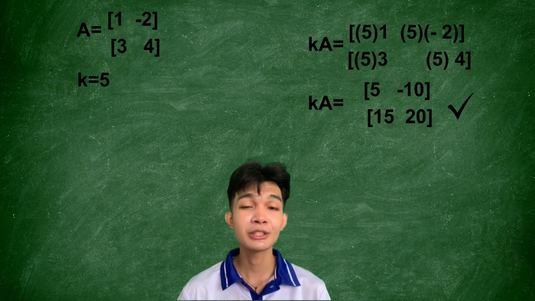And that's how scalar multiplication works. Just multiply every element by the scalar, and you're done.